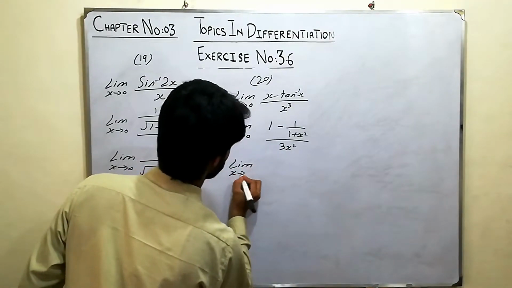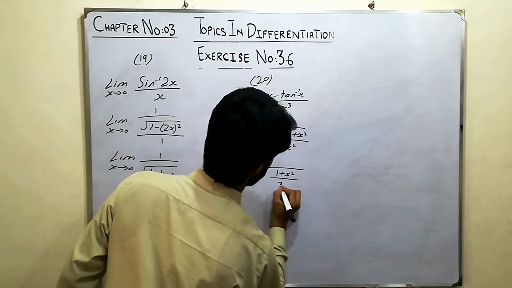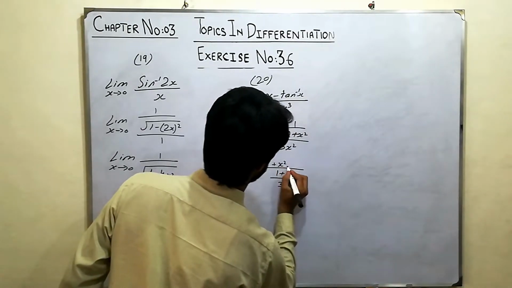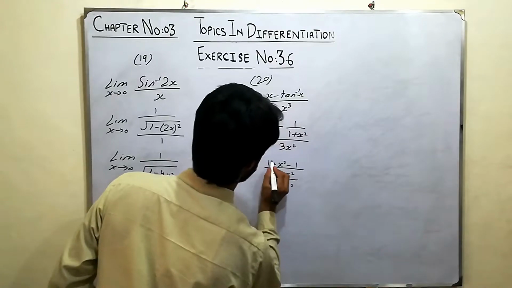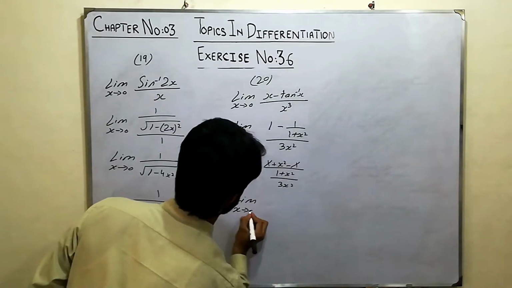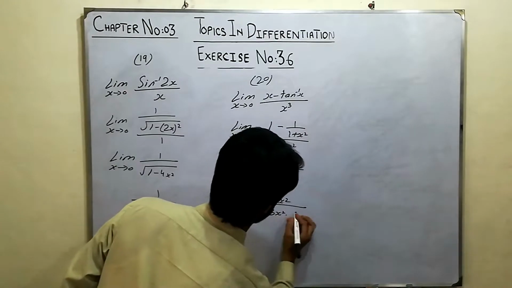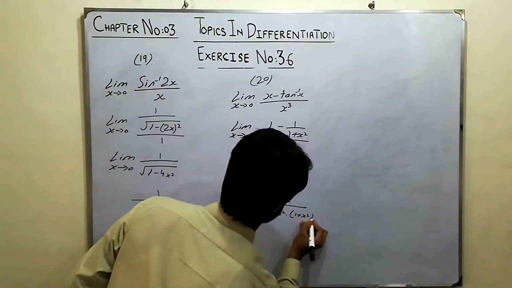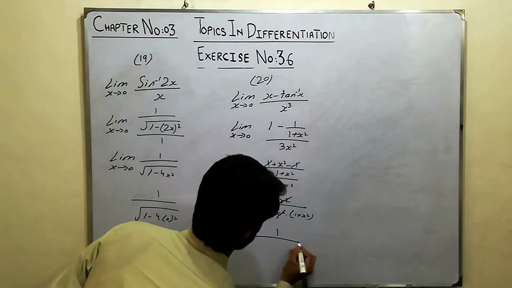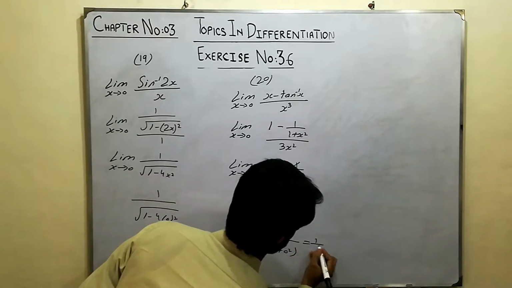Limit x approaches 0, 1 minus 1 by 1 plus x square divided by 3x square. We have 1 plus x square minus 1, so limit x approaches 0, x square divided by 3x square dot 1 plus x square. This x square cancels with that x square. Now if we put in the limit, we have 1 by 3, 1 plus 0 square. So 1 by 3 is our answer.